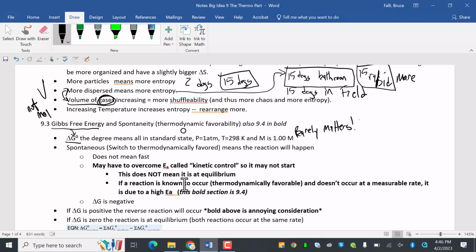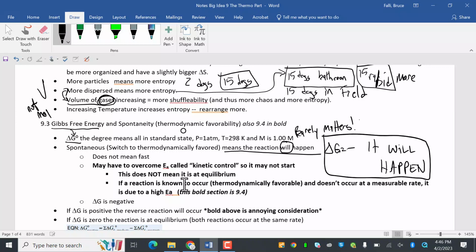Spontaneous, which means that it's thermodynamically favored, which means the reaction will happen. It will happen. It's going to happen. You cannot stop it. Okay? This happens when delta G is negative. If delta G is negative, it will happen. Doesn't mean it'll happen quickly, but it will happen.